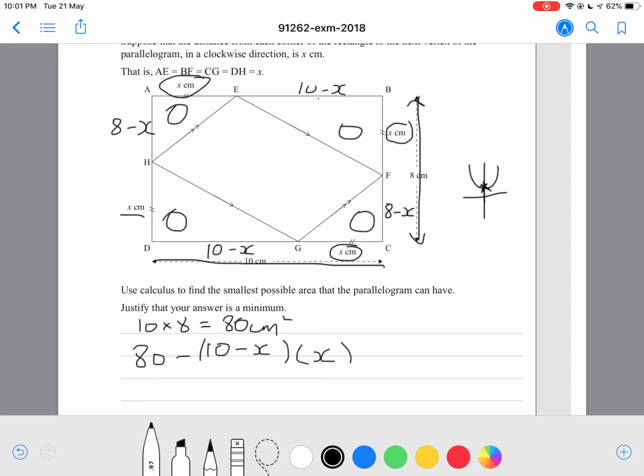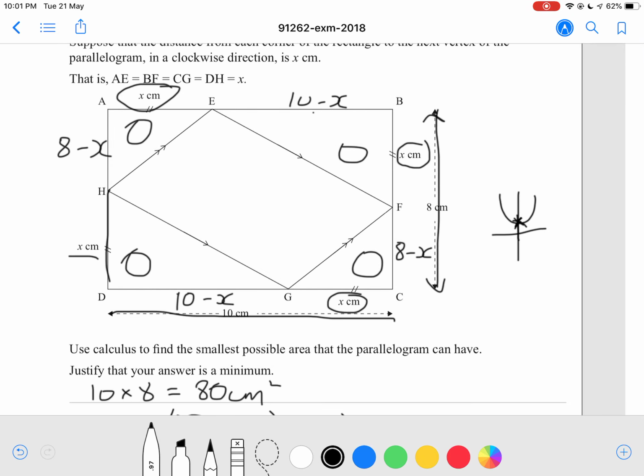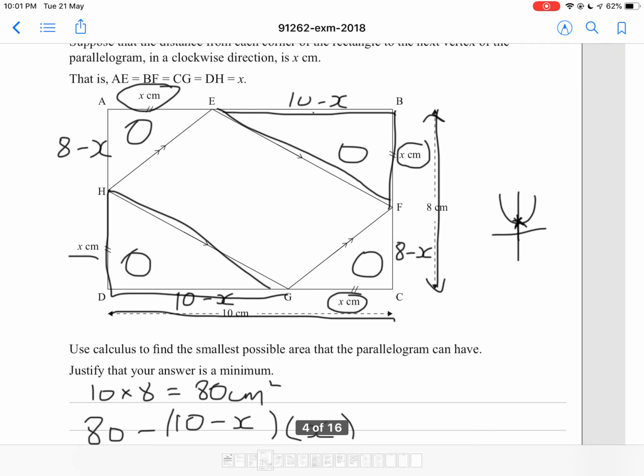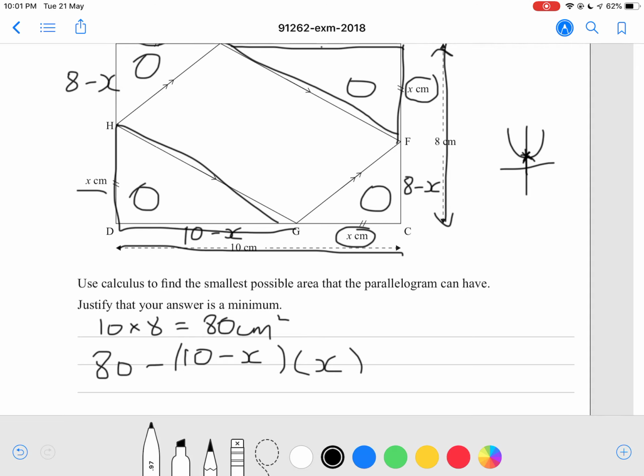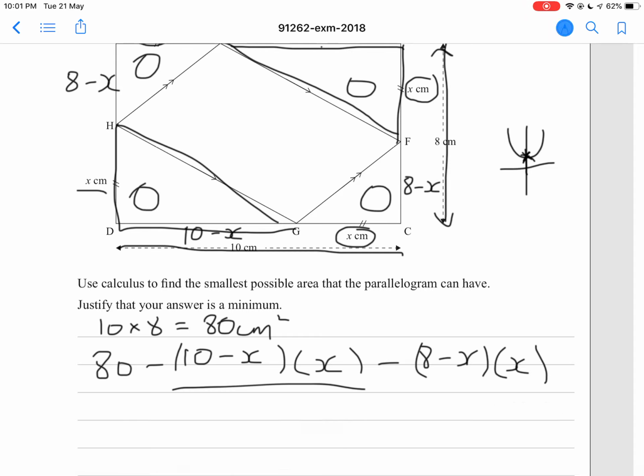Normally we would divide by 2 to find the area of one triangle, but since we have two identical triangles, just remember, these are two identical triangles, therefore we don't need to divide by 2, because if we divide by 2, we just need to times by 2 to find the two triangles. So these two triangles add up to give you this, so 80 minus 10 minus x times x, minus 8 minus x times x. Okay, so now we're just going to expand this out a little bit.